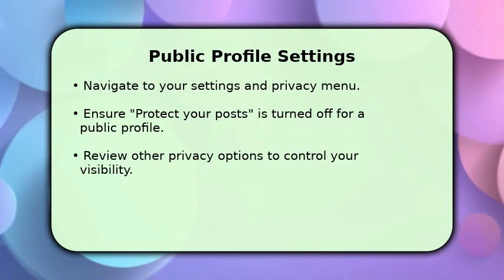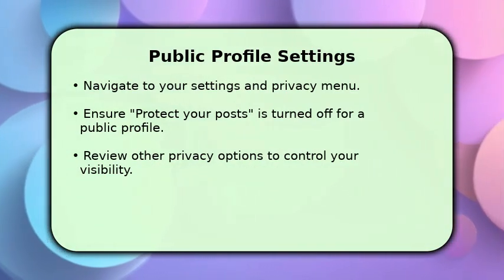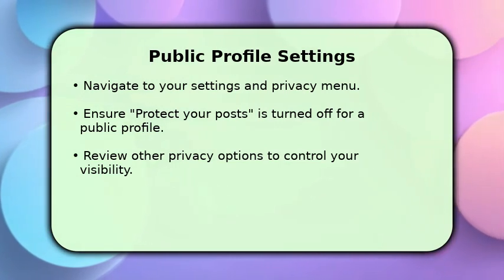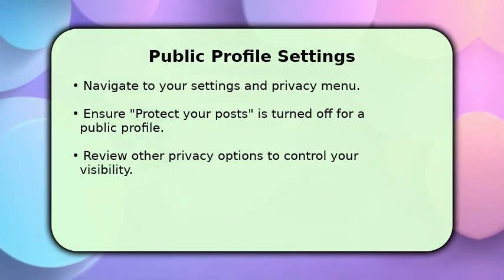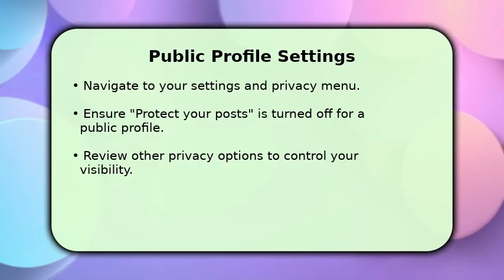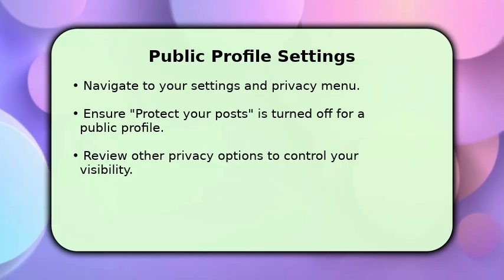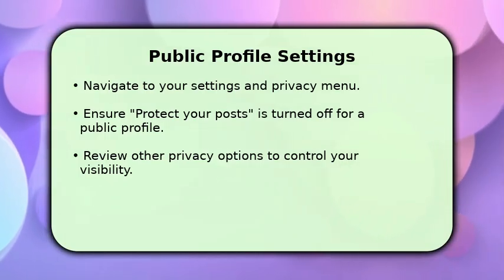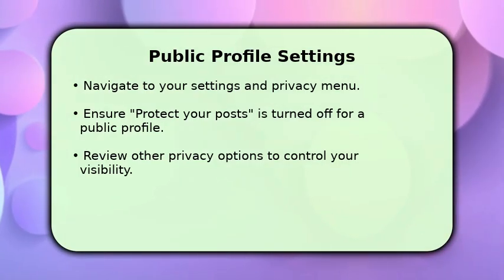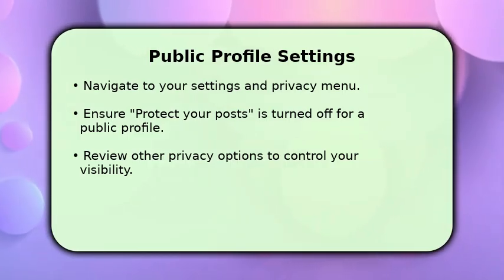Now, let's ensure your profile is truly public. Go to your Settings and Privacy menu, then select Privacy and Safety. It's important to ensure the Protect Your Posts option is turned off. This makes your content visible to everyone. Take a moment to review other privacy options, like discoverability, to control how others find and interact with your public profile. This step is key for broad reach.